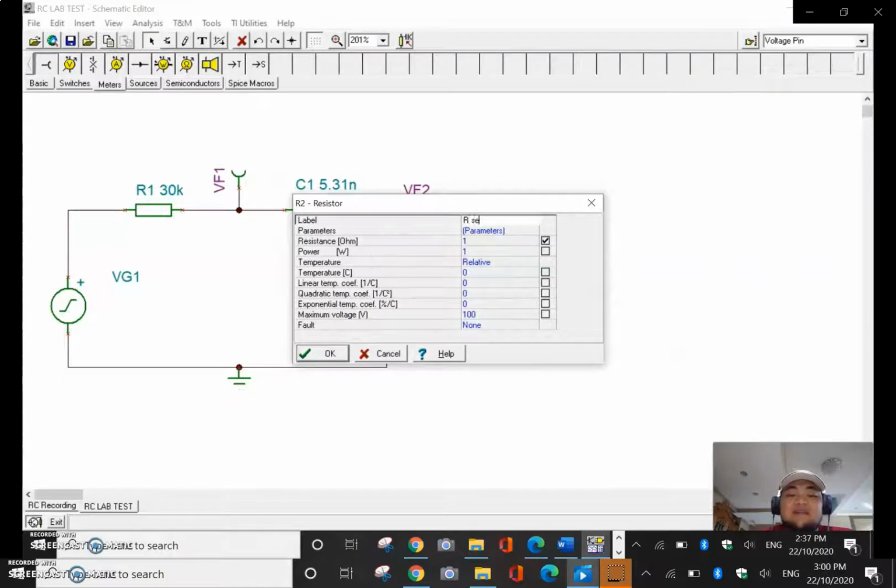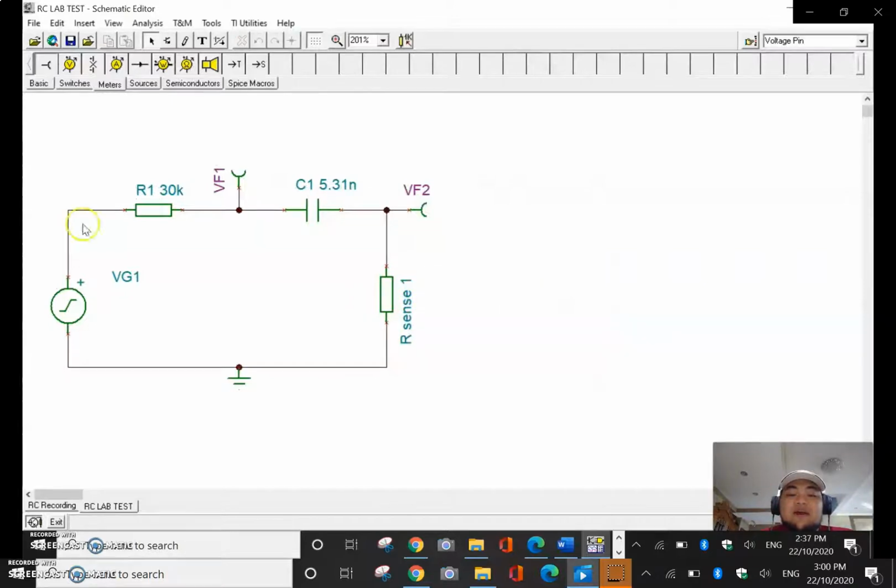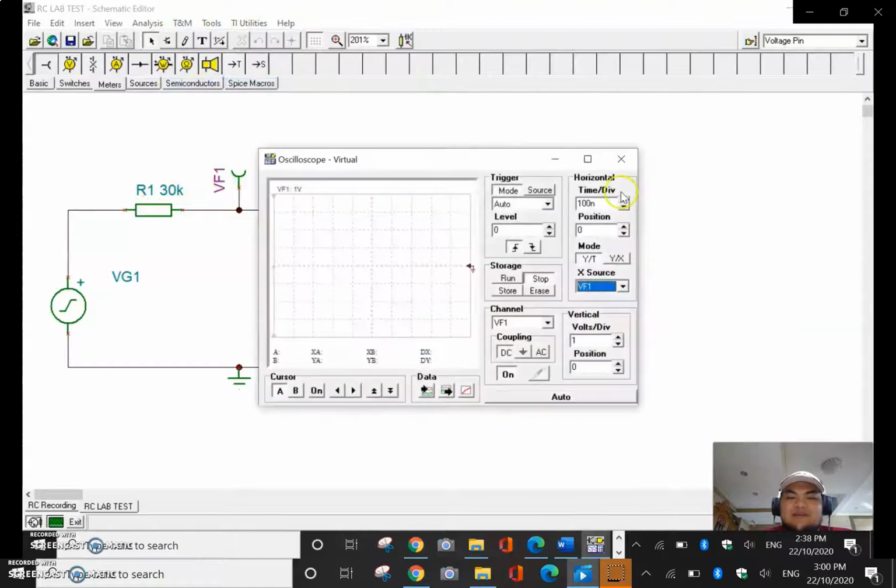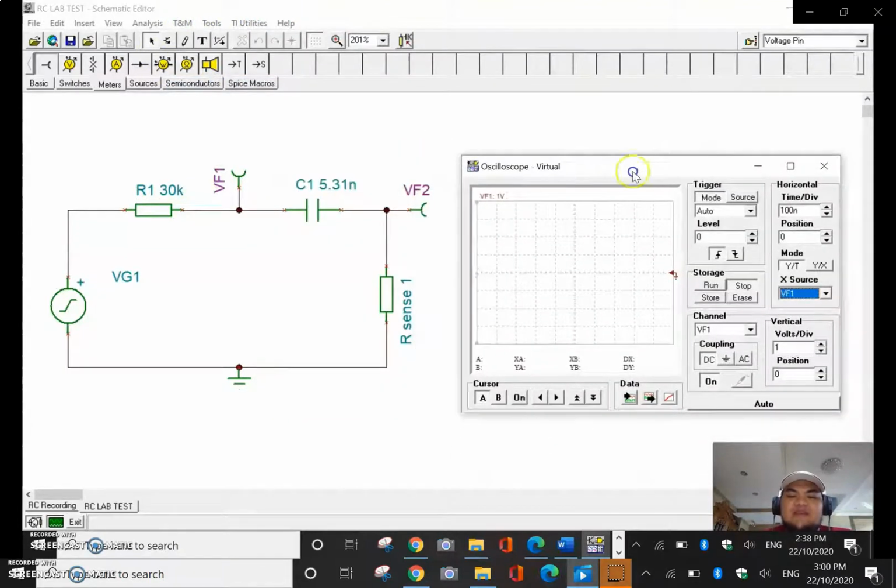R sense is placed there so we can obtain the reading of IC, or the current of IC, later in the oscilloscope. R sense has to be a small value so that it does not affect the overall circuit, but it allows us to observe the waveforms of IC and VC in the oscilloscope. We will change the mode to auto or normal so we can run.